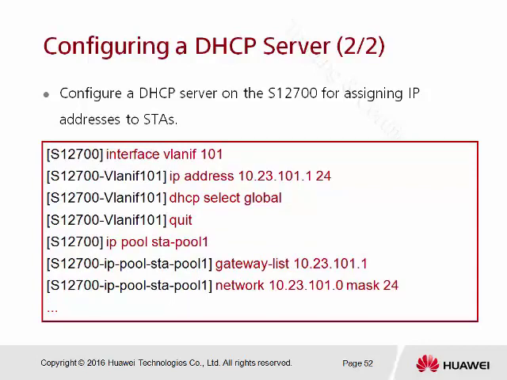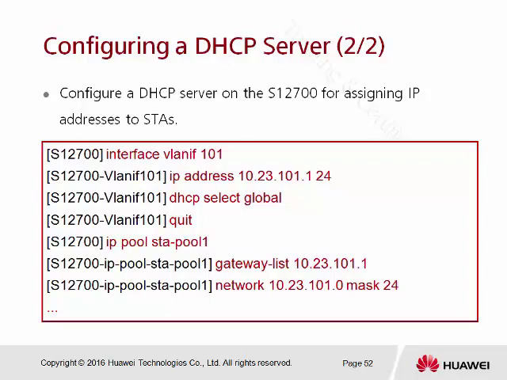So this is the next step. Previously, we configured the DHCP server that is used to assign the IP address for all the APs. Now this is the step to configure for all the access clients, all the users. For the users, we have VLAN 101, 102, 103, and also 104. All of them just repeat the same way.